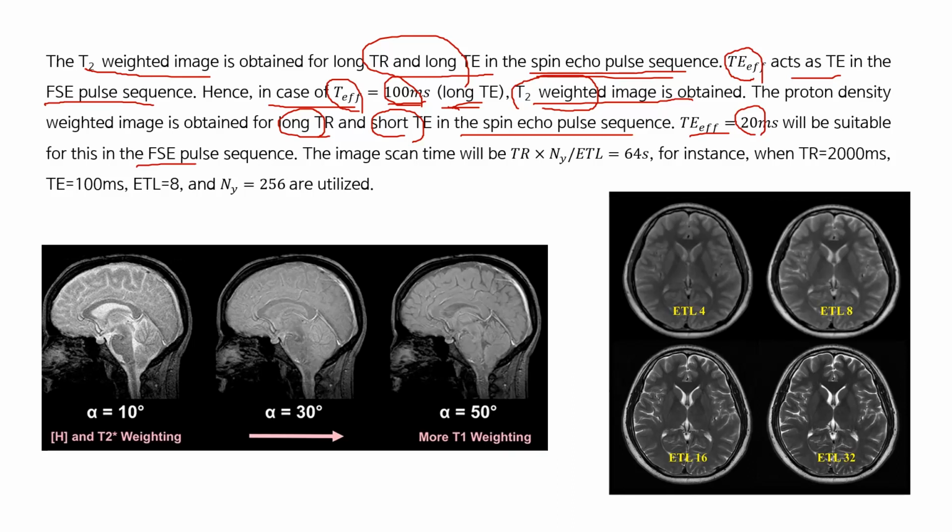The image scan time will be TR times NY divided by ETL. So ETL is the number of 180 degree pulses. When we use TR at 2000 milliseconds, TE 100 milliseconds, and 8 180 degree pulses, and NY at 256, then we can get the image scan time of 64 seconds.